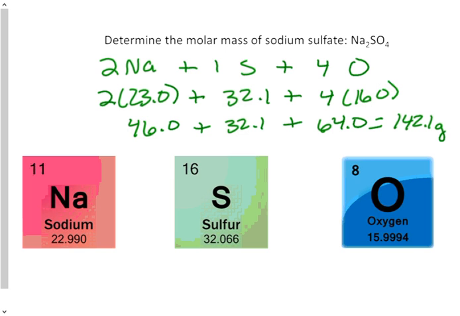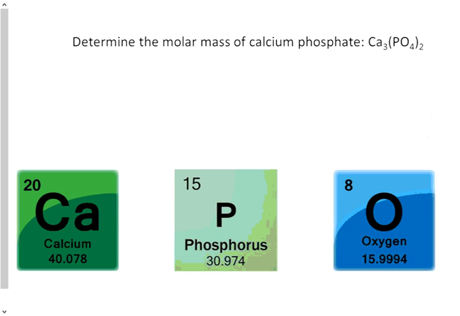Let's try one more example. Determine the molar mass of calcium phosphate. Now, this will be a little bit trickier because I see I've got 3 calciums and then I have something in parentheses with the 2 outside. So this one's more challenging because we need to figure out the total number of atoms on this. It's not so easy. Let's start with the calcium. I see calcium with the 3 outside. So I know that is 3 calciums.